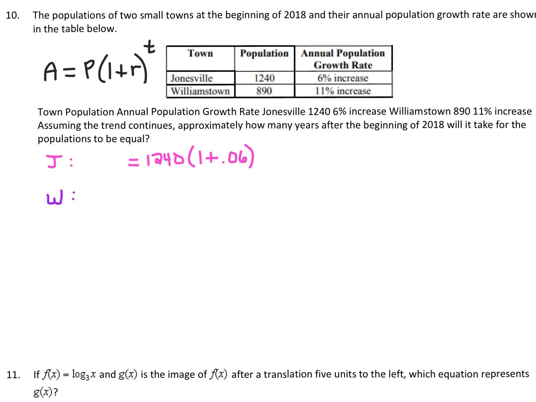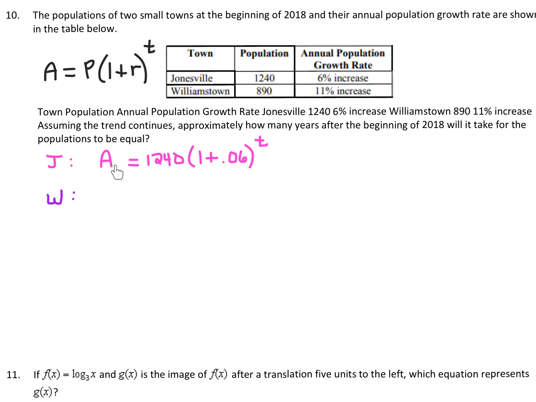And I'm going to raise that. Normally we'd have an A here, and we'd have a T here. Raises the T power. Okay, and I just want to point out, the way I wrote this, this is not a function, this is an equation. If it was a function, instead of A, I would have written A of T, or if I wanted to use a J for Jonesville, J of T.